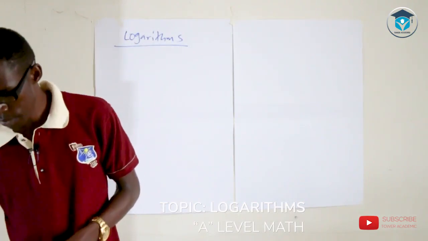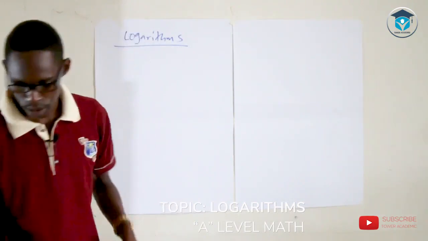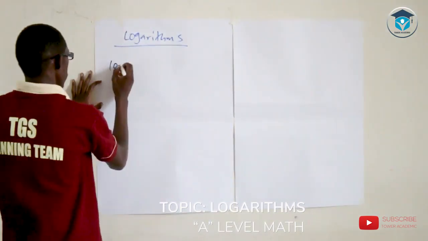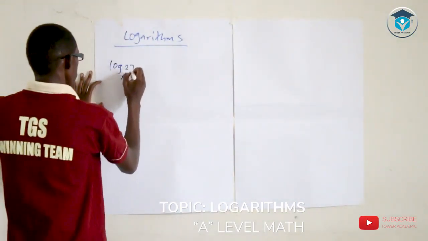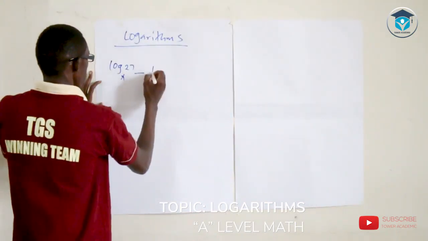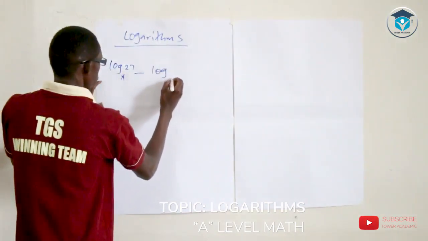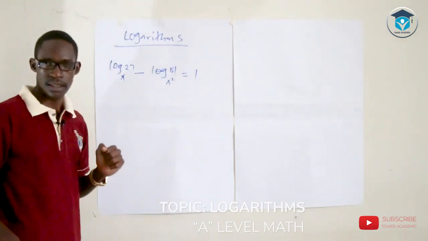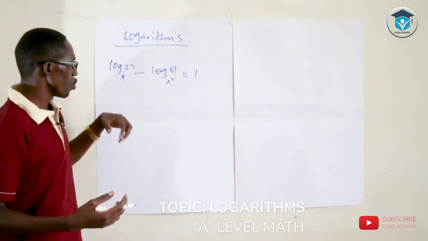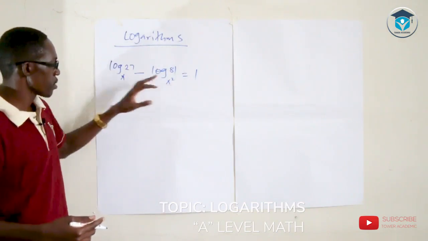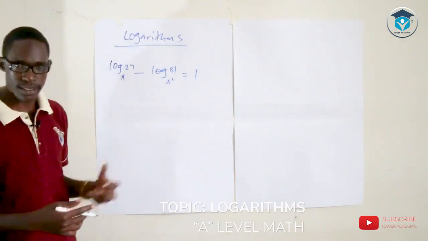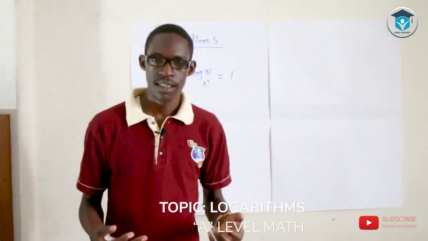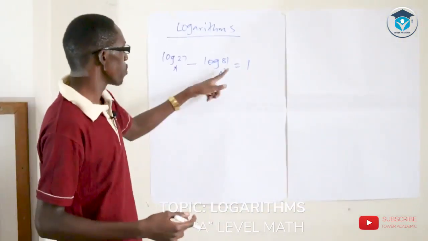We can be told to solve the logarithm: log base x of 27 minus log base x squared of 81 equals 1. They give us such. We have been used to known bases, but this time they give us an unknown base, and that is x. So how can someone solve with an unknown base?